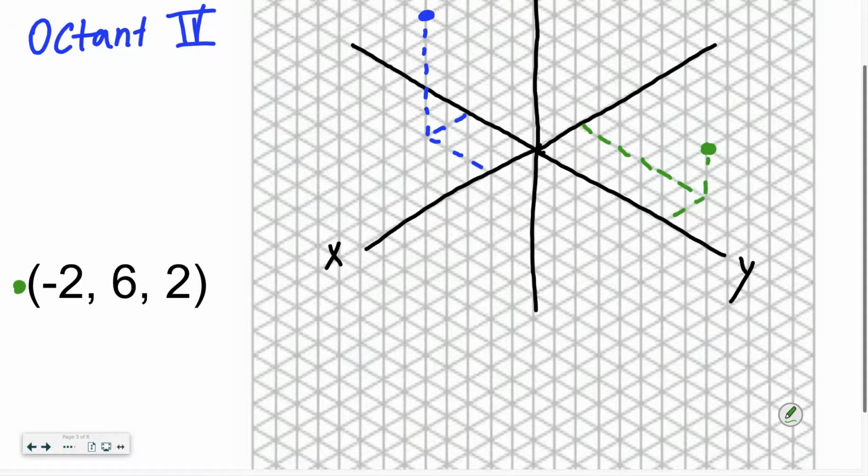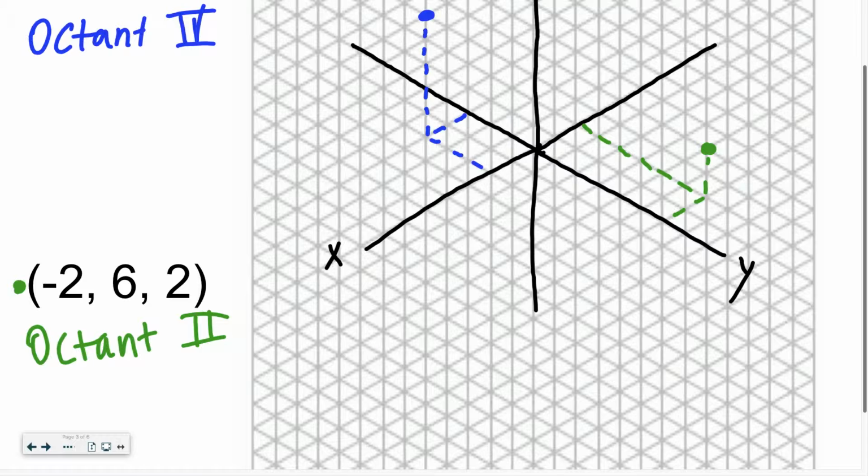Consult your neighbor, which octant do you think that lives in? Monique, which octant? Octant 2. Do you agree with Monique? Octant 2. Okay, we went negative x, so we went behind and over and then up. So we're sitting right here. Great.